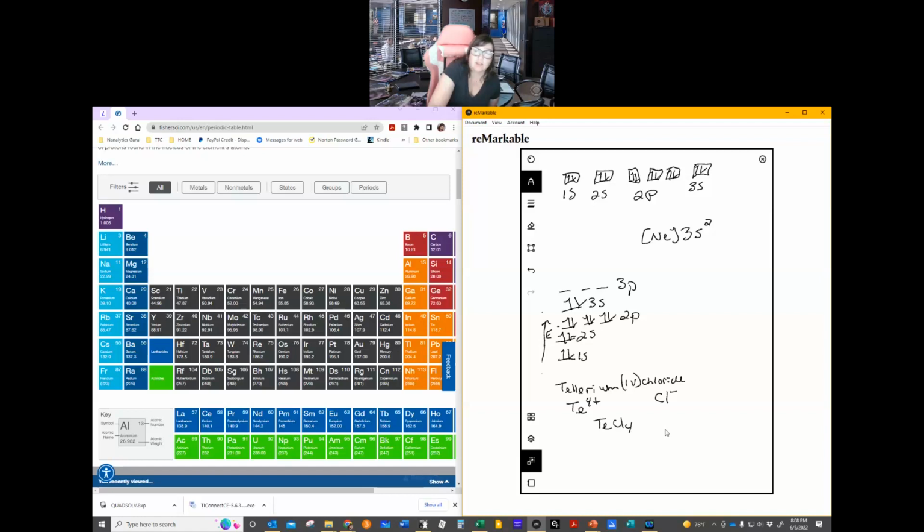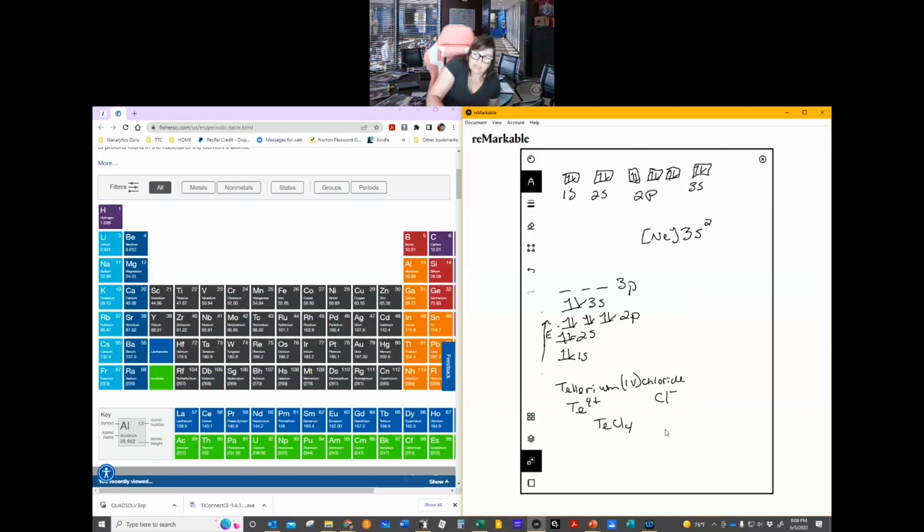Again, with the rubidium oxide, calcium bromide, magnesium sulfide, sodium phosphate, and zinc oxide, we didn't have any weirdness in naming those. I didn't give you any weirdness that you had to worry about.